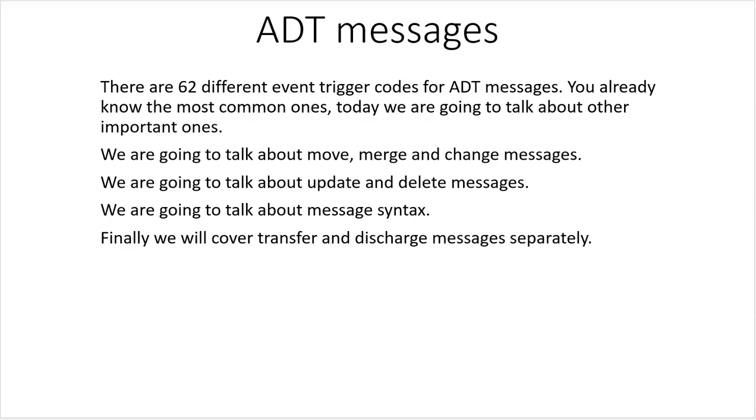Today, let's talk about some other types of ADT messages. There are 62 different event trigger codes for ADT messages, and you already know the most common ones. Today, we're going to talk about other important ones. We are going to talk about move, merge, and change messages. We're going to talk about update and delete messages. We're going to talk about message syntax, and finally, we'll cover transfer and discharge messages separately.